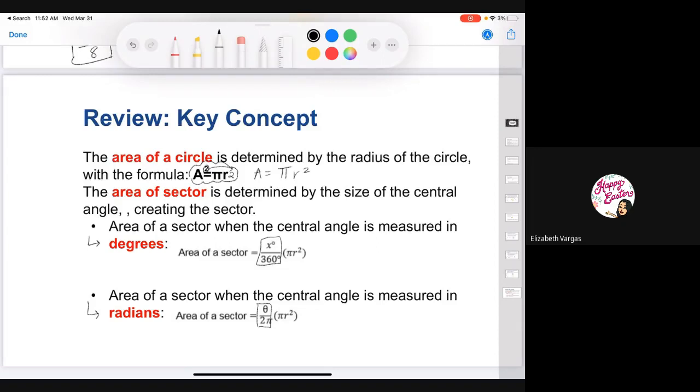Okay. Any questions? This one's pretty straightforward. You just take the information you have, plug it into the equations depending on whether you're looking for area of a circle or area of a sector, and solve.